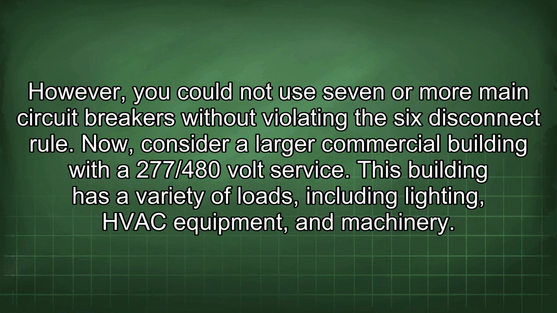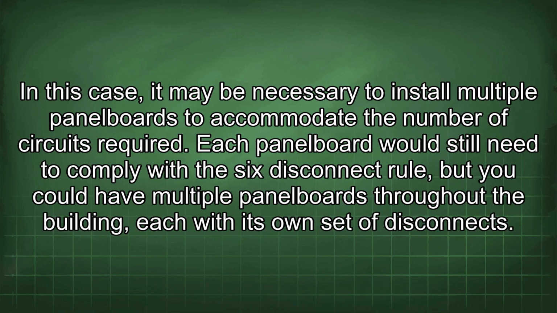Now, consider a larger commercial building with a 277/480 volt service. This building has a variety of loads, including lighting, HVAC equipment, and machinery. In this case, it may be necessary to install multiple panel boards to accommodate the number of circuits required.